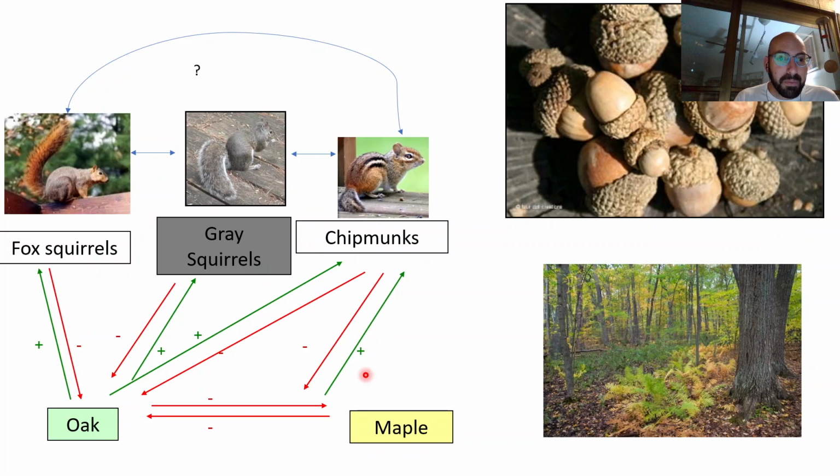However, both squirrels do not eat the maples. As a consequence, the competition that exists there between the chipmunks and the gray squirrels is more an interference one, interference for the space and less for the food.